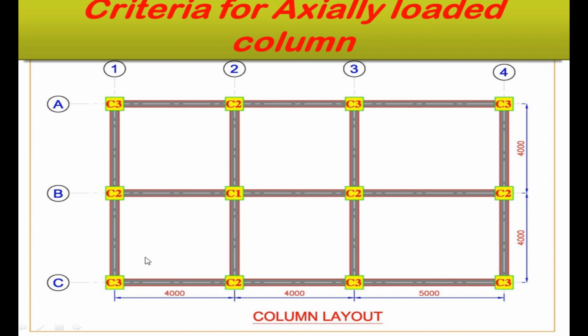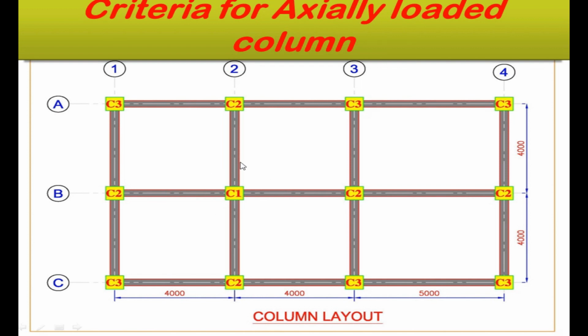Now we will see, with the column layout, how to find the axially loaded column. I have shown the same layout here. In the first point I told that axially loaded columns are the internal columns. Here we can see only two internal columns: 2B and 3B. The remaining columns are the peripheral columns, that is, the outer columns. Here I have mentioned C1 and C2. C1 is the axially loaded column.